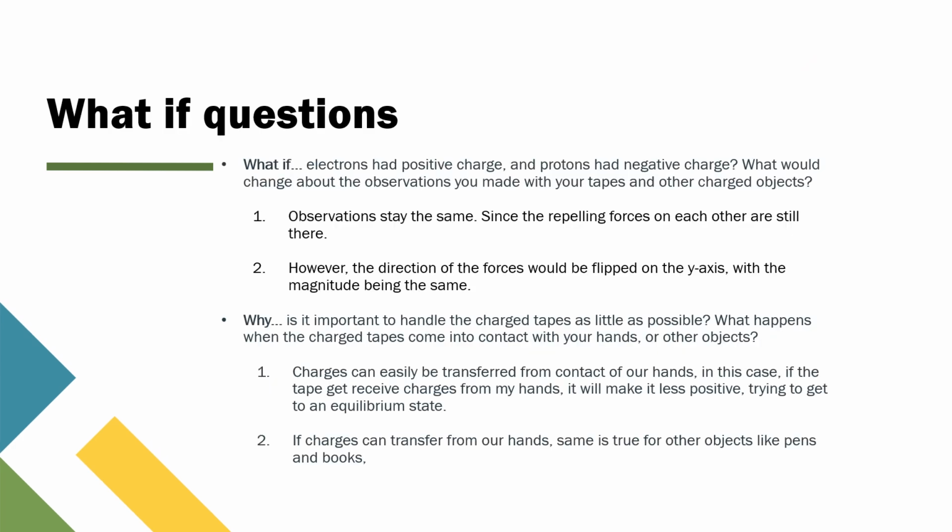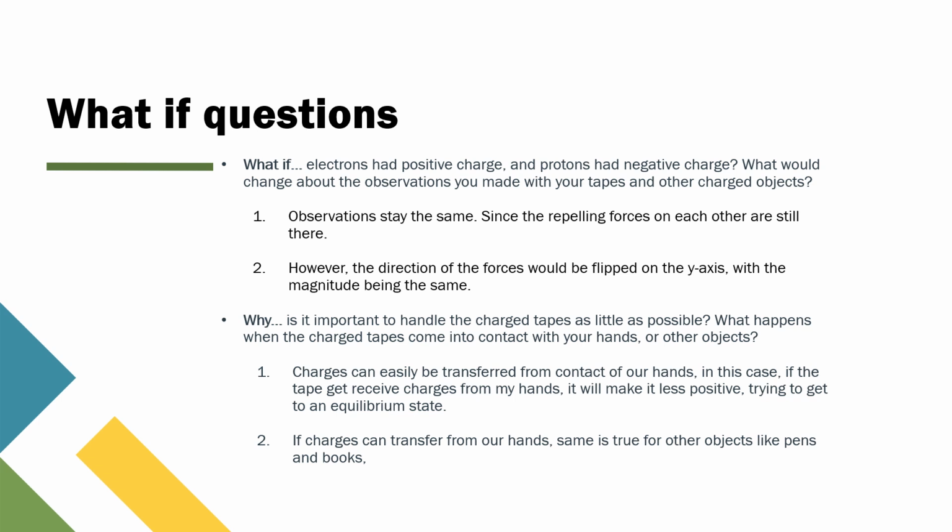So basically answering the discussion questions: what if the electrons had a positive charge and the protons had a negative charge? Basically being inverse, the observation would still be the same. They would still have a repelling force on each other. However, the direction of the forces would be flipped now on the y-axis. So the positive became negative, and the negative would have become positive.